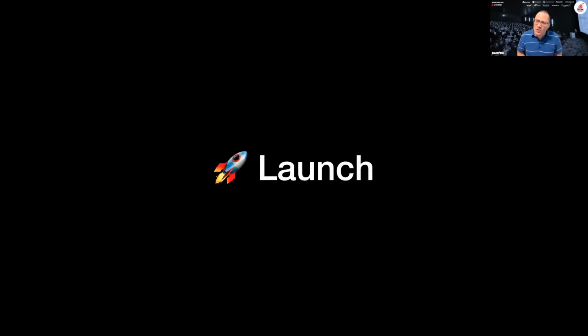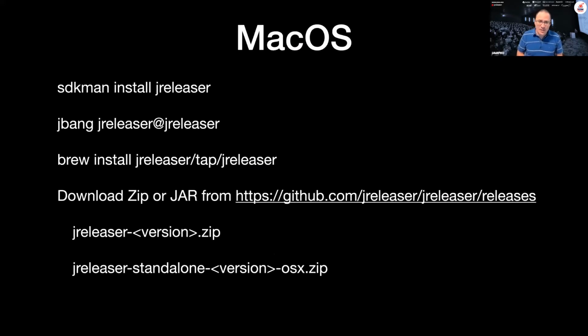So how would you launch a tool like this one? JReleaser is actually deployable in many different ways. But if you were to just run it from the command line, here's how you would do it. If you're on OS X, then use SDKMAN. That would be my first choice. If you're already an SDKMAN user, you know what to do. Or you can launch it via JBang, which you can also install via SDKMAN. And this way, you will be able to launch the latest version of JReleaser, the latest stable.